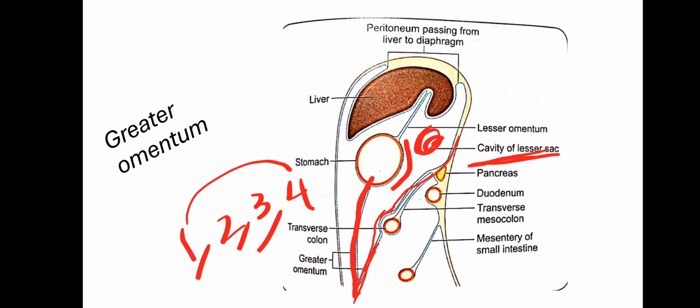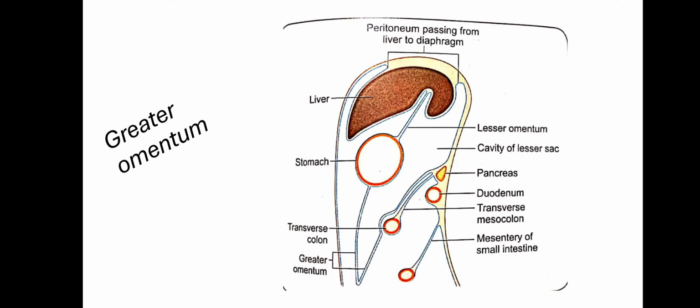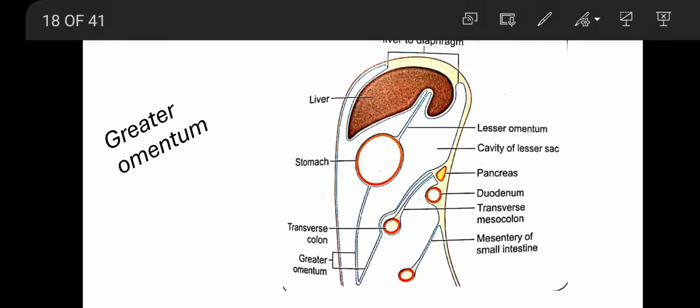It goes on to enclose the lesser sac and then comes back to enclose your transverse colon and the rest of the small intestine, leaving behind the pancreas and the duodenum, most of which is retroperitoneal, as I said before. The pancreas is retroperitoneal except for the tail of the pancreas. The duodenum is also mostly retroperitoneal except for some portions. Please comment in the comment section which portions are not retroperitoneal. So the greater omentum has 4 layers.